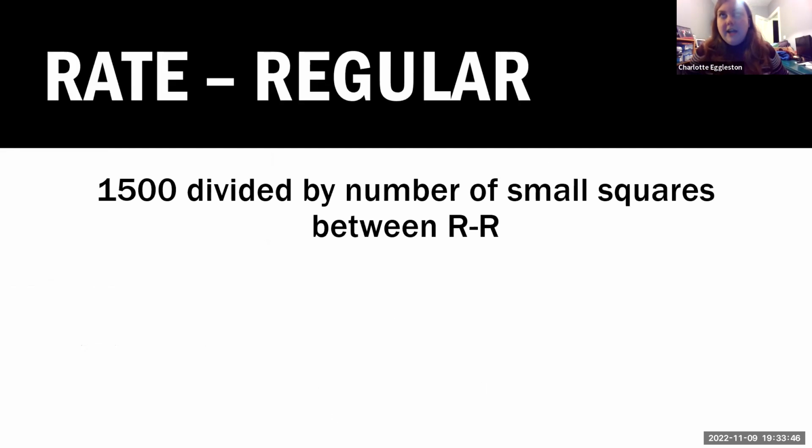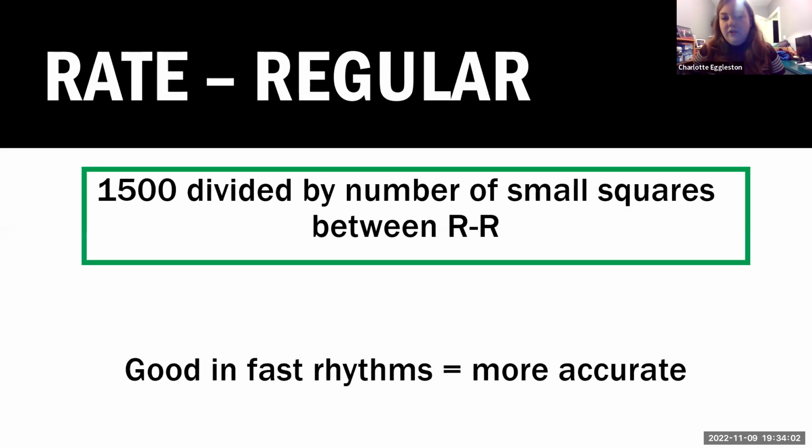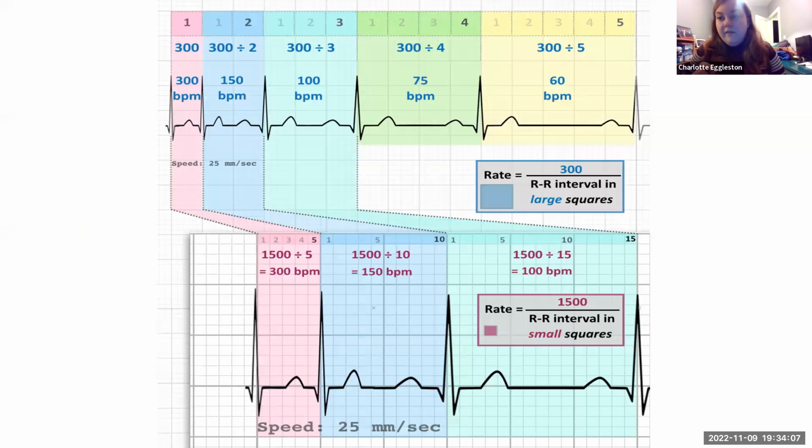Well, you can do it with the small squares. Obviously, they're harder to calculate because they're really tiny. But if you've got a really quick rate, that's the safer way to do it, because otherwise you're always going at 2.1 big squares, 2.4 big squares. But if you count the individual small squares and then do 1,500 divided by that, that's how we can do a rate. Obviously, the faster the rate, the fewer squares there will be between.